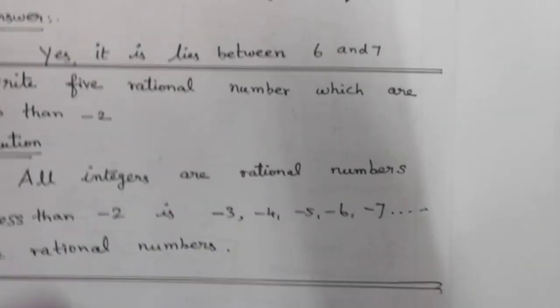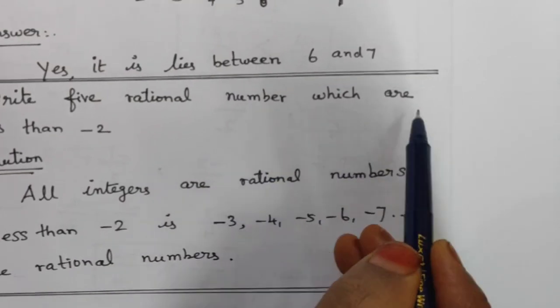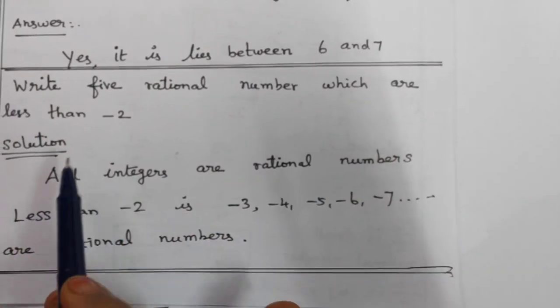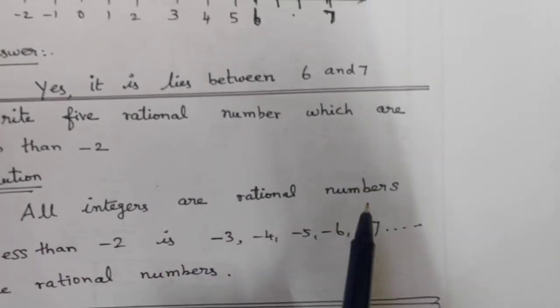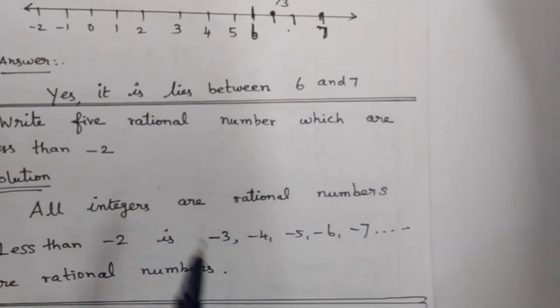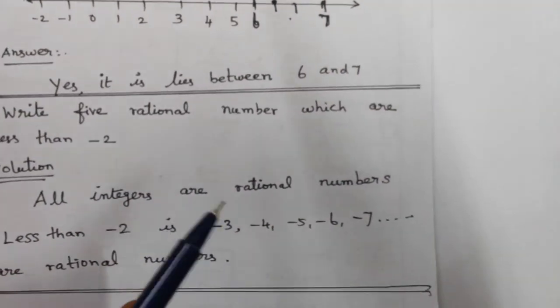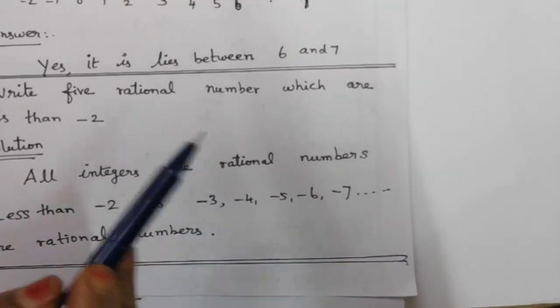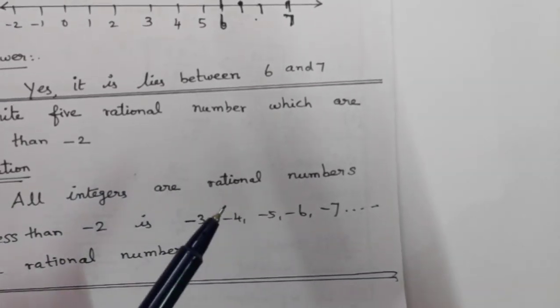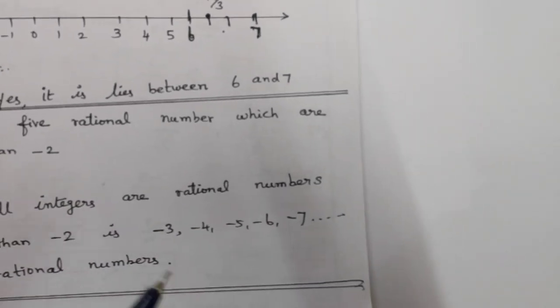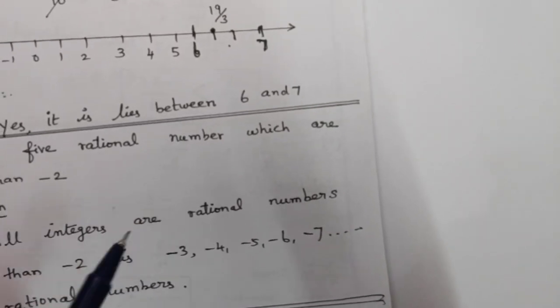15th question: write 5 rational numbers which are less than minus 2. All integers are rational numbers. Whatever number is given, integers mean 0, plus or minus 1, plus or minus 2, plus or minus 3. So all these numbers are integers, and these integers are all rational numbers. How?